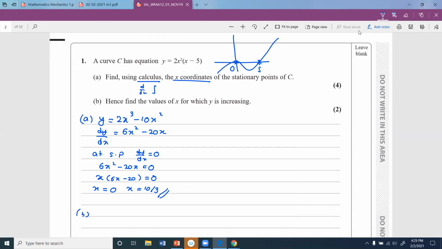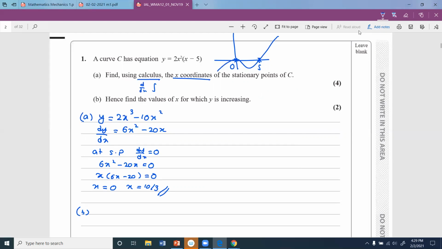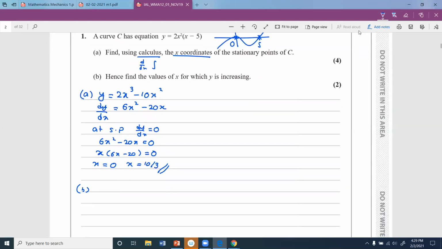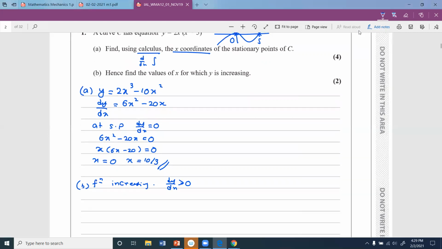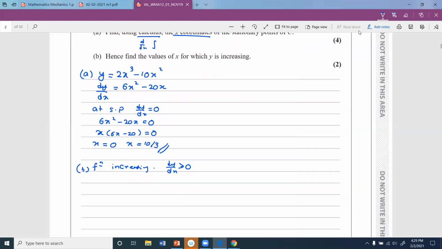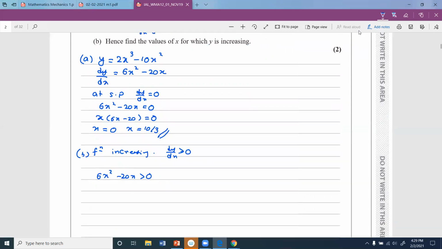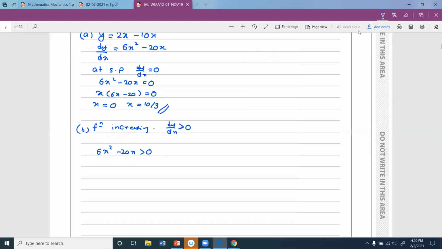Then part B: hence find the values of x for which y is increasing. If a function is increasing, what is the theory we know? dy by dx is greater than 0, positive values. The dy by dx function is this, so 6x squared minus 20x is greater than 0. We can identify this as a quadratic inequality.